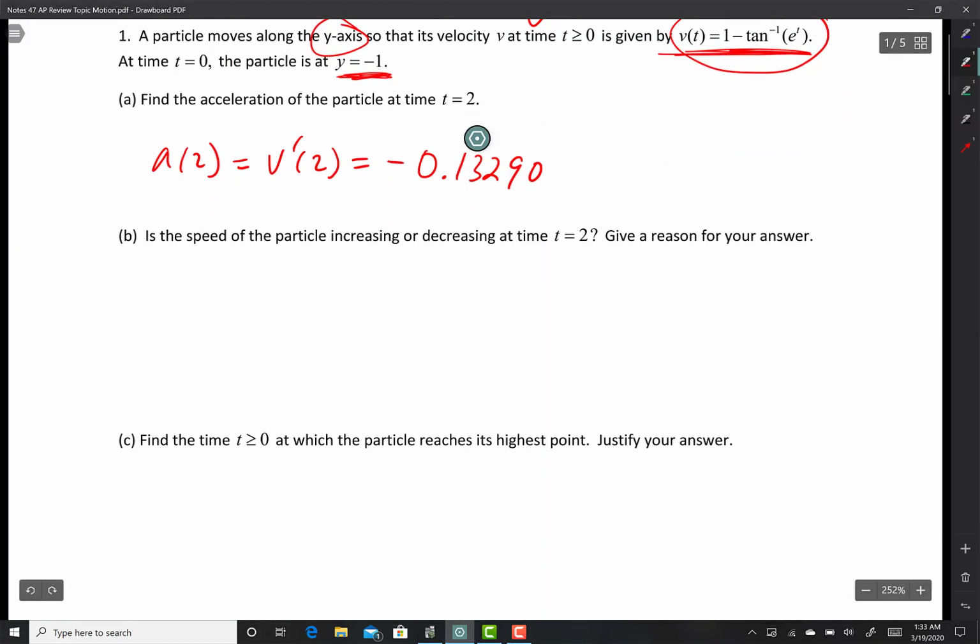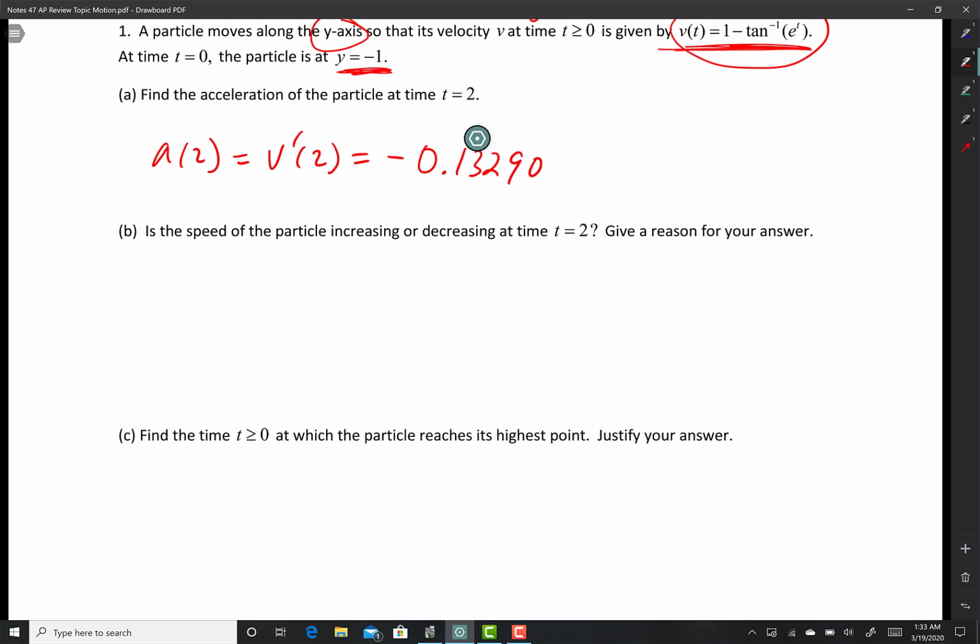All right. Is the speed of the particle increasing or decreasing at t equals 2? Give a reason for your answer. All right, to figure out if this particle is increasing in speed or decreasing in speed, we're going to have to figure out what the acceleration is. Because we need two things. We need to know the velocity and we need to know the acceleration. If the velocity and the acceleration have the same sign, then the particle is increasing in speed. If the velocity and acceleration have opposite signs, then the particle is decreasing at speed. It's slowing down. So let's find that out, guys. So I'm going to write, I know what A of 2 is.